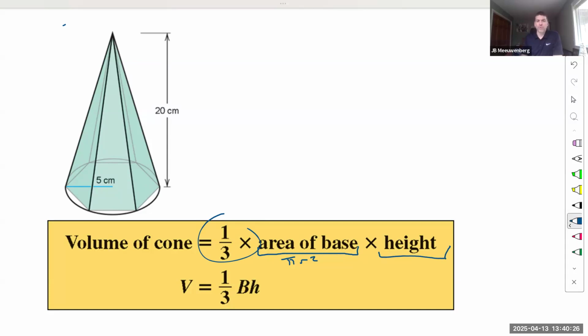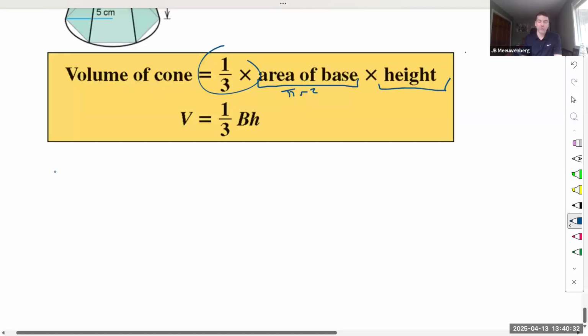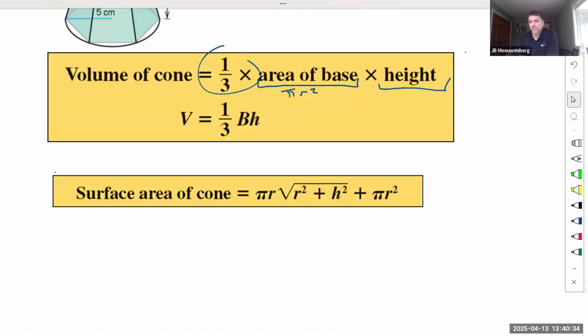There is a formula for the surface area of a cone. It's a bit more complex, and it gets into the Pythagorean theorem. So we're not going to get too far into that. I'm not so concerned. But you can see that's a little more complex. This part right in here with the square root of r squared plus h squared does come from that Pythagorean theorem. Finally, let's talk about spheres.